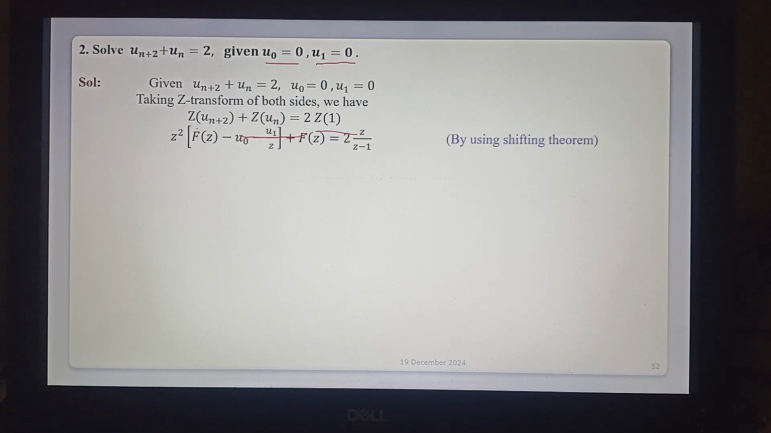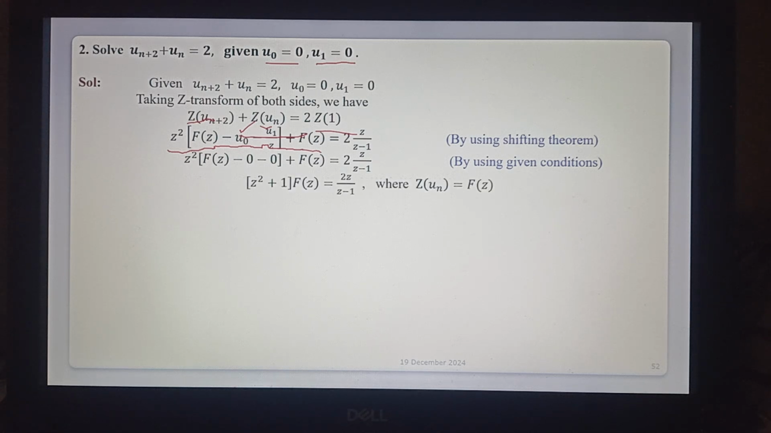So by using the shifting property, z of un plus 2 is equal to z square into f of z minus u0 minus u1 by z, plus z of un is equal to f of z. So 2 into z of 1 is equal to z by z minus 1. Using the conditions u0 is equal to 0 and u1 is equal to 0, z square into f of z minus 0 plus f of z is equal to 2 into z by z minus 1. Taking f of z common, z square plus 1 into f of z is equal to 2z by z minus 1. Therefore f of z is equal to 2z by z minus 1 into z square plus 1, which is converted to partial fractions.